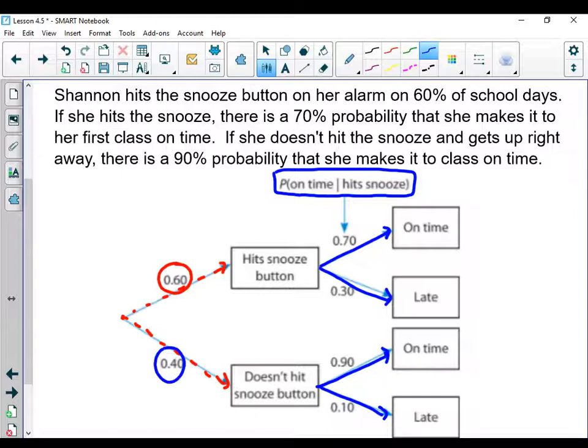It has all the possibilities that can happen. She could hit the snooze, and then she could be on time. She could hit the snooze and not be on time. She could not hit the snooze and be on time. Or she could not hit the snooze and not be on time. So those are really the options that could happen here each day when she wakes up.